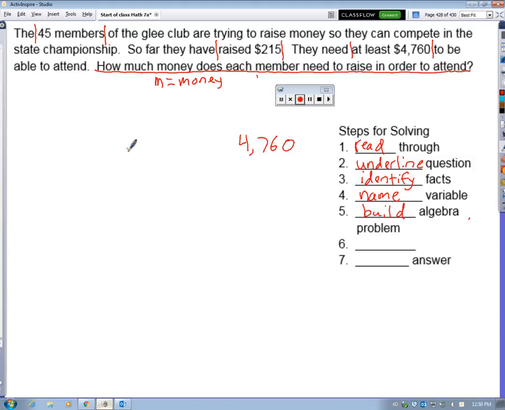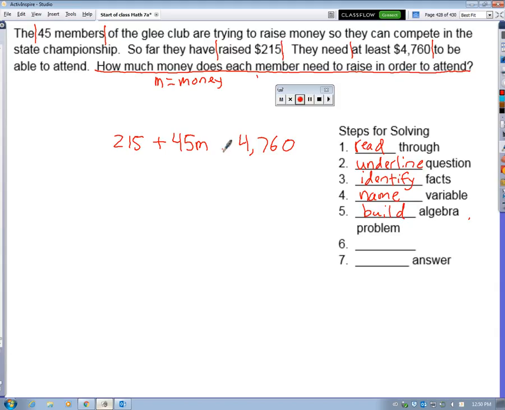Okay, so let's use our math facts that we came up with. We know that they have $215 right now. Okay, they have $215. Then they're going to do some fundraising, so they're going to add some money to that. And each person is going to fundraise. So every person, all 45 people, are going to raise a certain amount of money each to get to this total. So it's going to be 45 times the money that they raise to get to this.